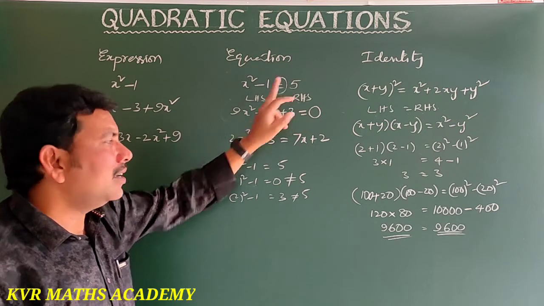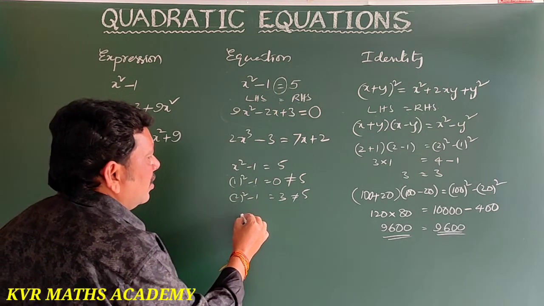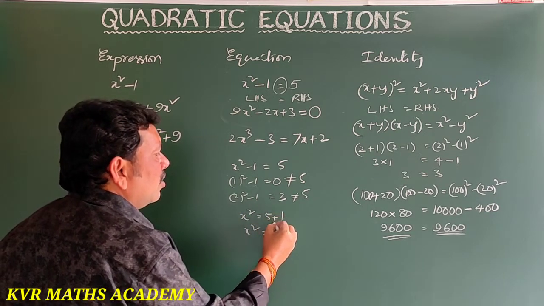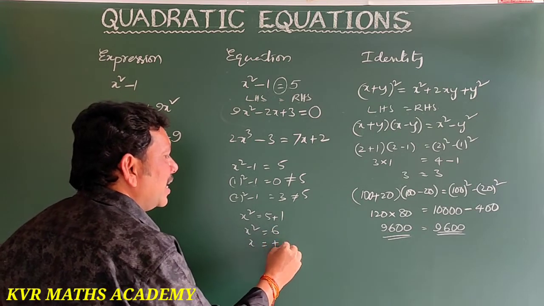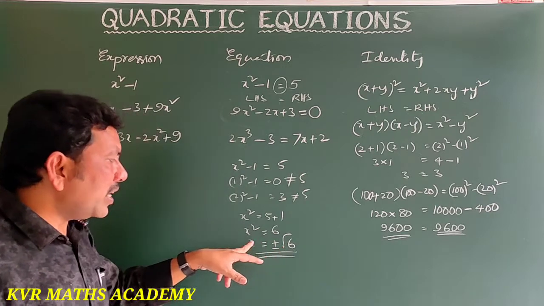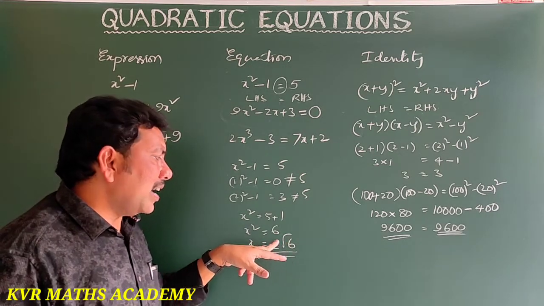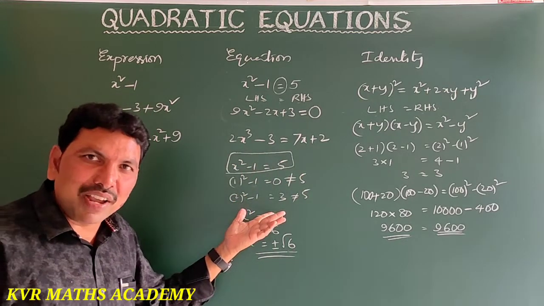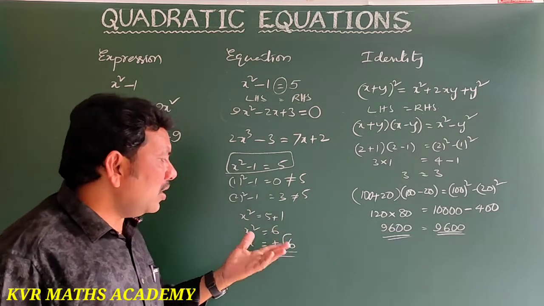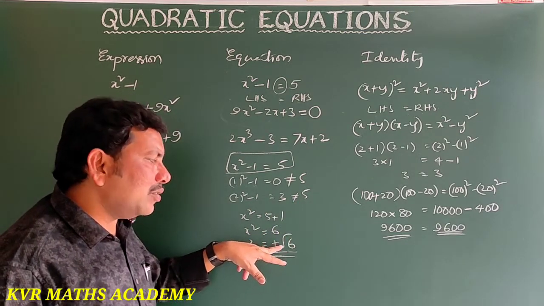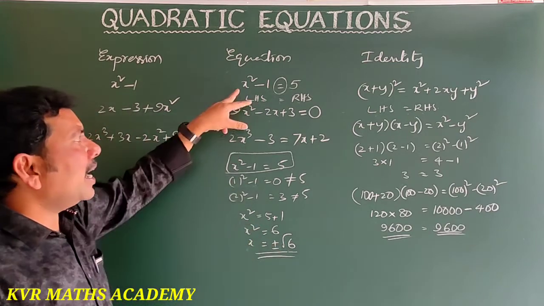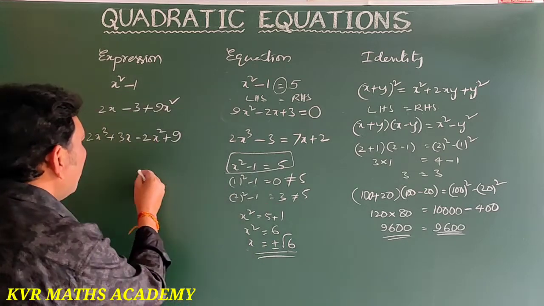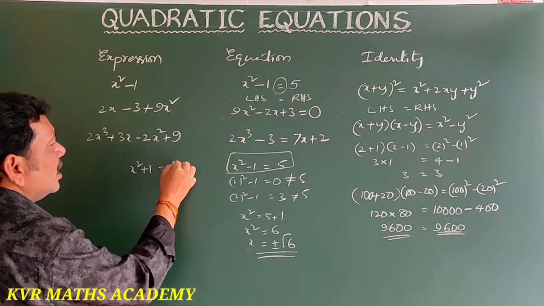See, that can be written as x square is equal to 5 plus 1. So x square is equal to 6, so x is equal to plus or minus root 6. If you substitute plus root 6 and minus root 6 in the place of x, then this should be satisfied. Otherwise, it cannot satisfy. Another example I am taking.